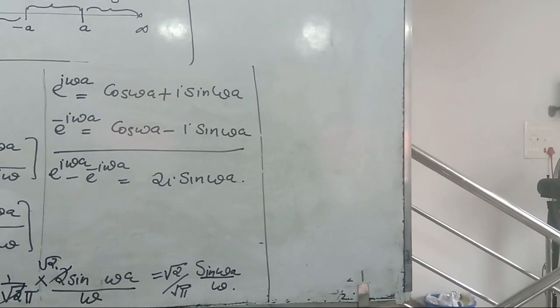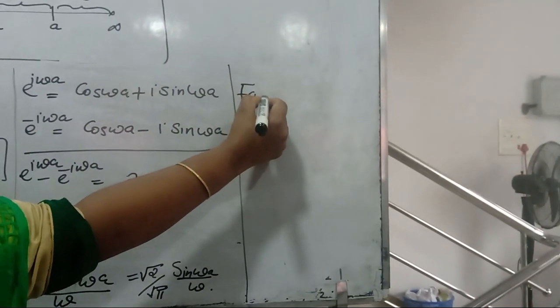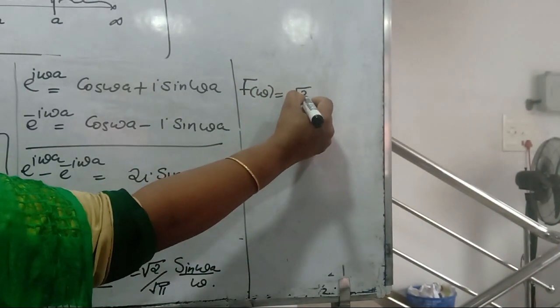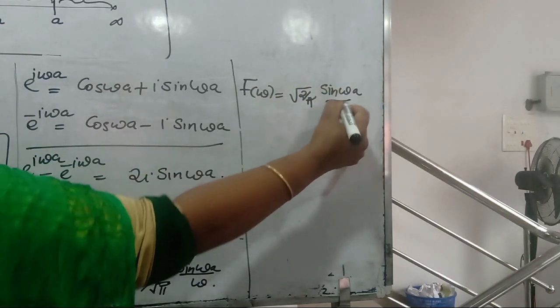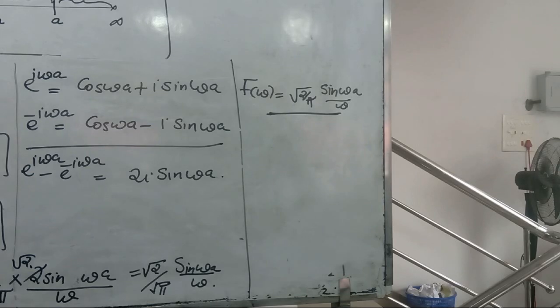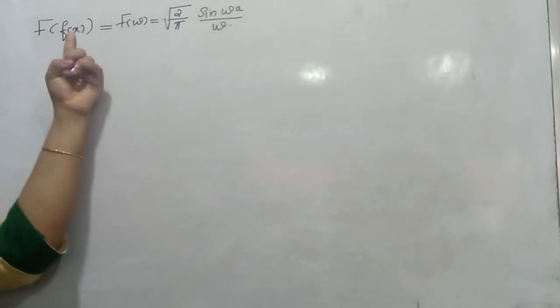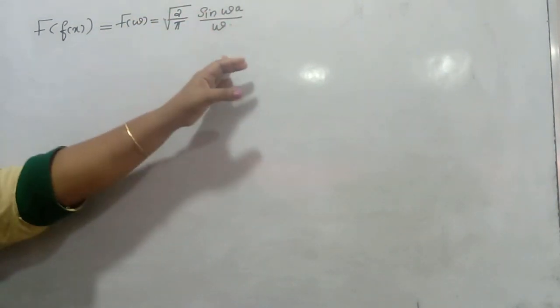The Fourier transform F(omega) equals root of 2 by pi sin omega a by omega. Okay, sin omega a by omega. So the Fourier transform of f(x) is F(omega) equal to root 2 by pi sin omega a by omega.